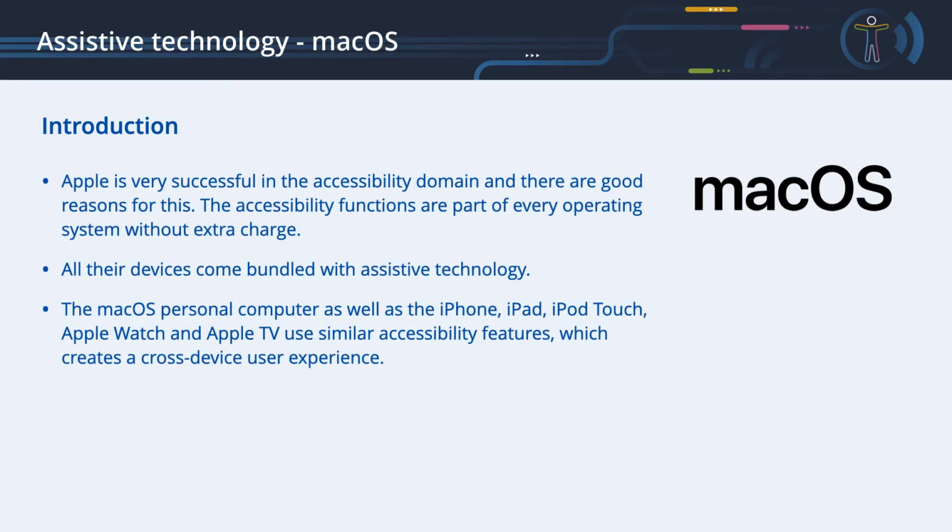Apple is very successful in the accessibility domain, and there are good reasons for this. The accessibility functions are part of every operating system without extra charge. All their devices come bundled with assistive technology. The macOS personal computer, as well as the iPhone, iPad, iPod Touch, Apple Watch, and Apple TV, use similar accessibility features, which creates a cross-device user experience.